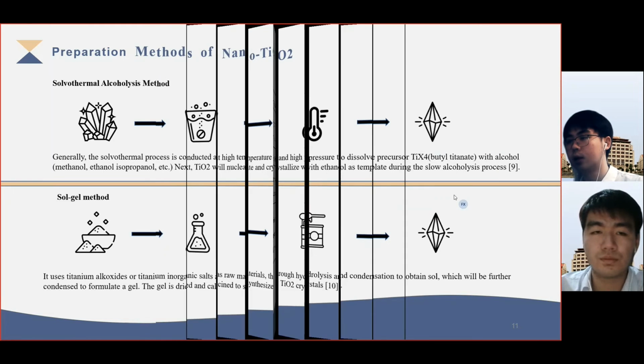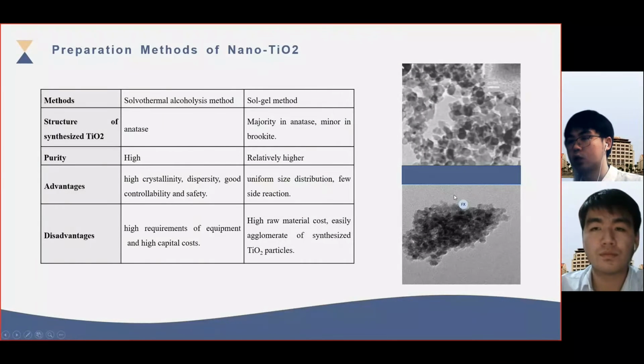Next, this table summarizes the two methods. The solvothermal alcoholysis method has the advantages of high crystallinity, dispersity, good controllability, and safety. However, the high requirement of equipment and high capital costs are disadvantages. For the sol-gel method, the TiO2 obtained shows a uniform size distribution and few side reactions. However, the high raw material cost and easy agglomeration of synthesized TiO2 particles are the disadvantages.